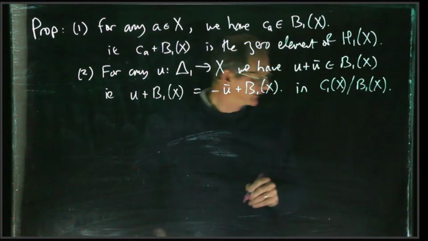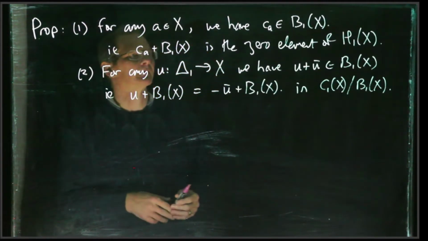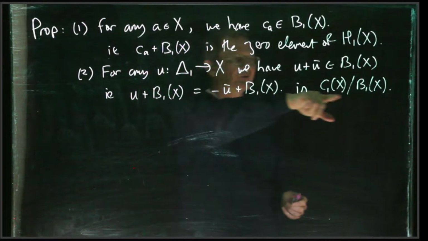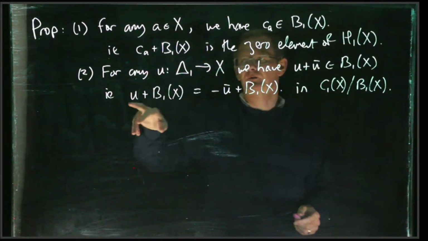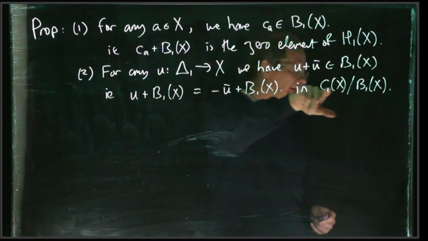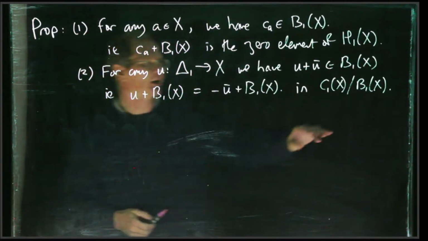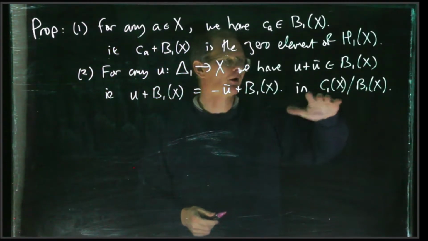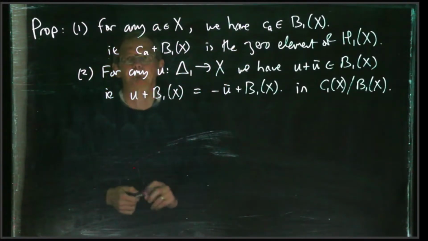Notice here that U is probably not in Z1(X), so we can't, strictly speaking, think of this as an equation in homology, because if U is not in Z1(X), then you don't get an element of the homology group. But still, we can work instead in this quotient group, where we take the whole of C1(X) mod B1(X), and we say that these two cosets are the same.